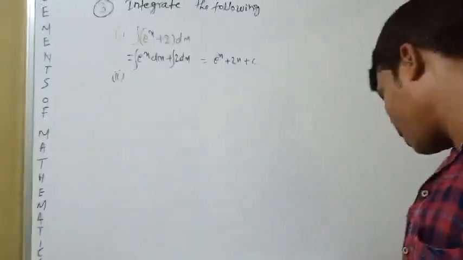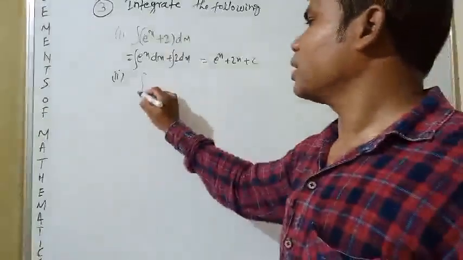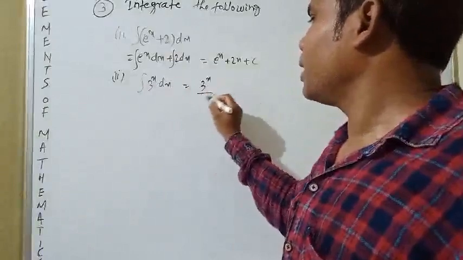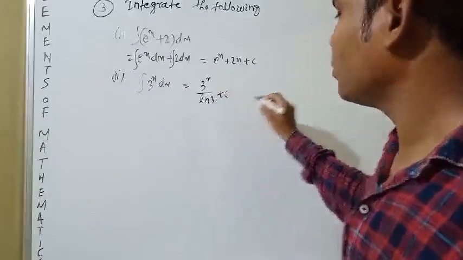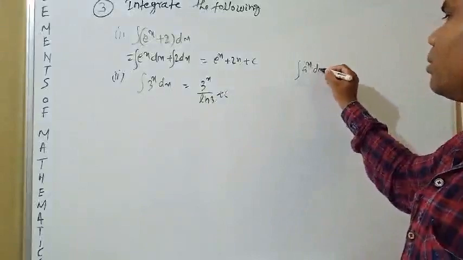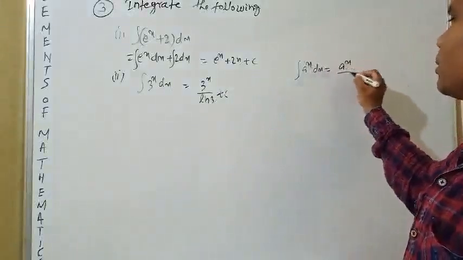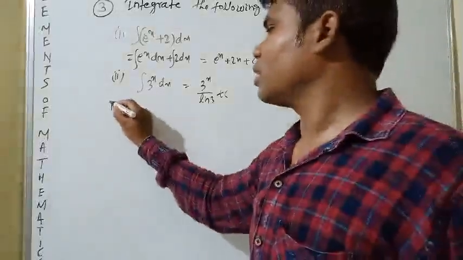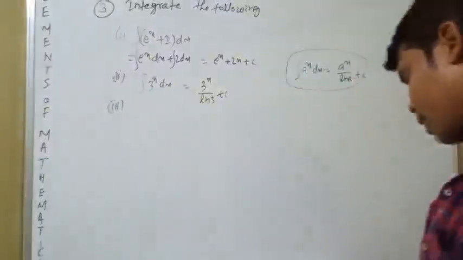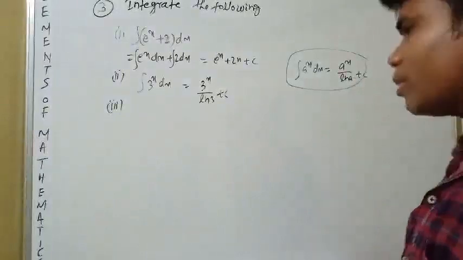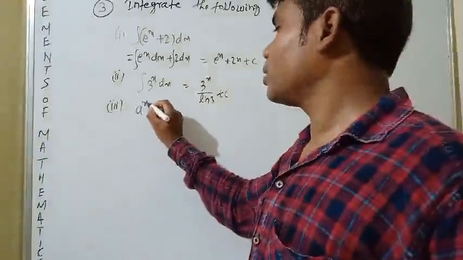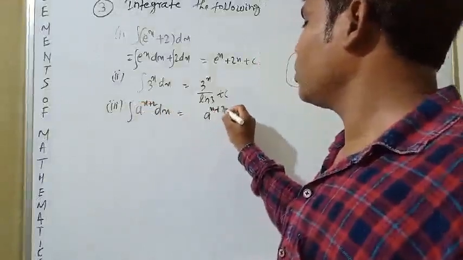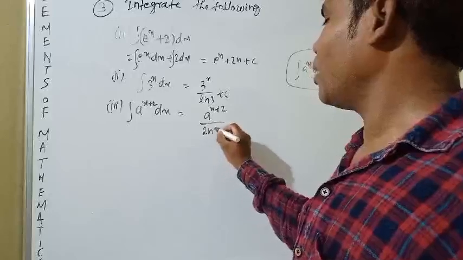Second bit, integration of 3 to the power x dx is equal to 3 to the power x by ln 3 plus c. You know the formula, integration of a to the power x dx is equal to a to the power x by ln a plus c. Okay, next you see, integration of a to the power x plus 2 is equal to a to the power x plus 2 by ln a plus c.